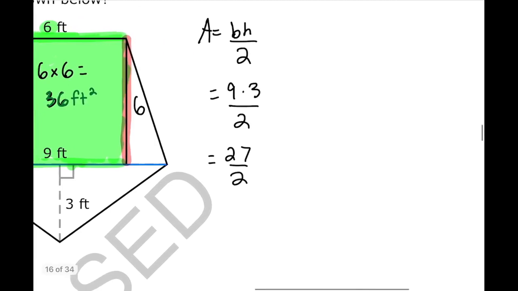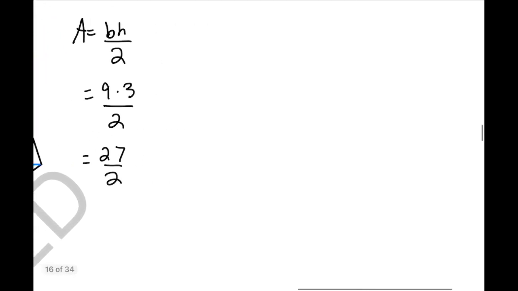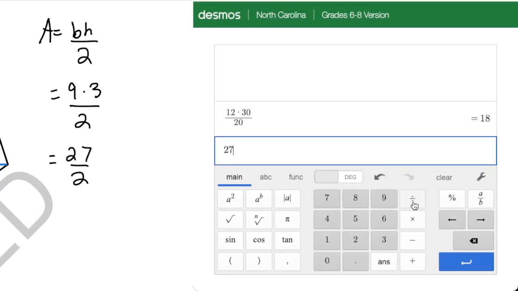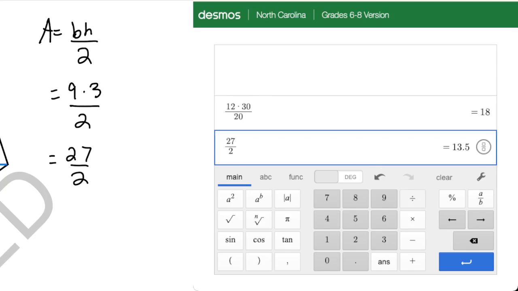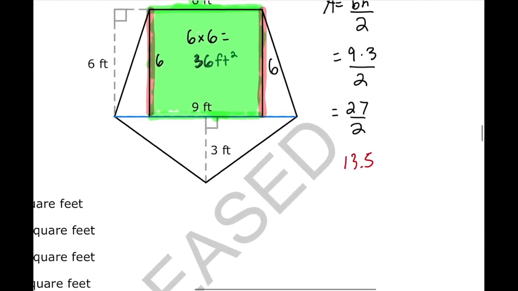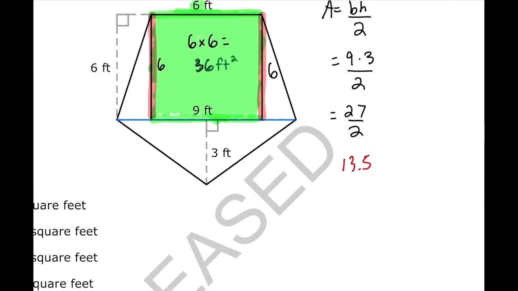If you can't do the math without a calculator, let's just go ahead and pull up Desmos. 27 divided by 2 gives me 13.5. So 13.5 represents not the entire area, but just the area for that triangle at the bottom. So let's call that 13.5. It's going to be feet squared. And I'm done with the triangle.